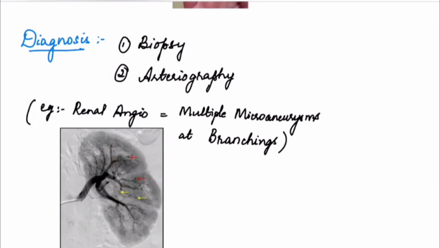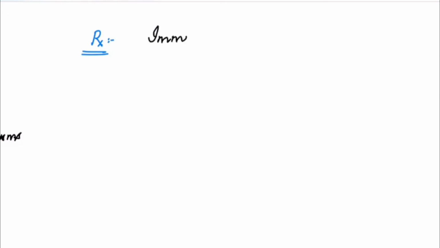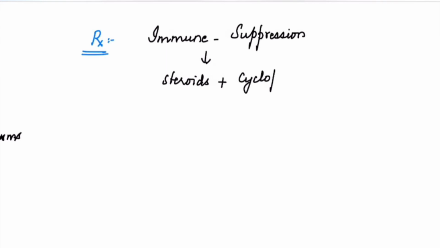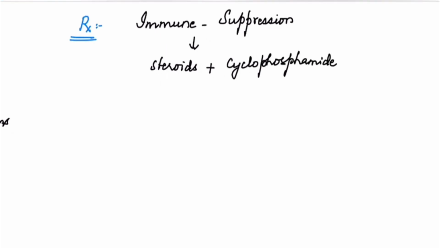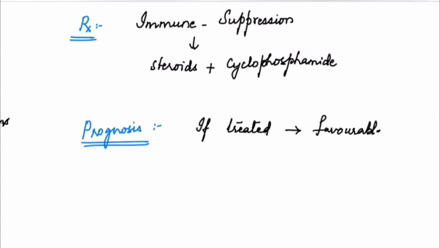Now coming to the treatment, because it is an immune complex mediated disease, immune suppression by a combination of steroids and cyclophosphamide is the treatment given. Prognosis. If it is treated, there is a favorable prognosis, but if left untreated, then PAN has a poor prognosis.